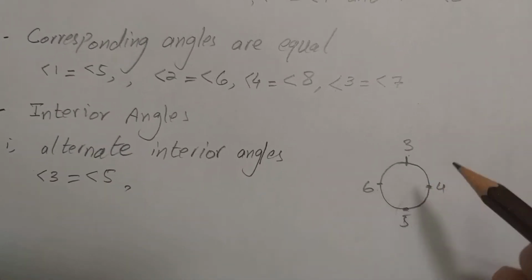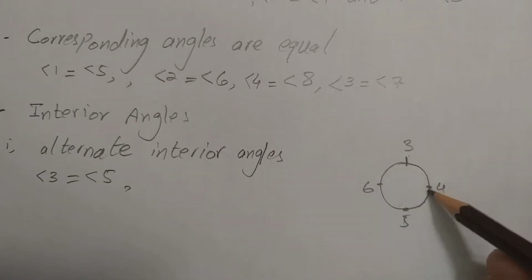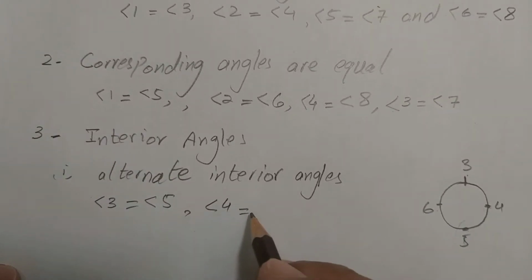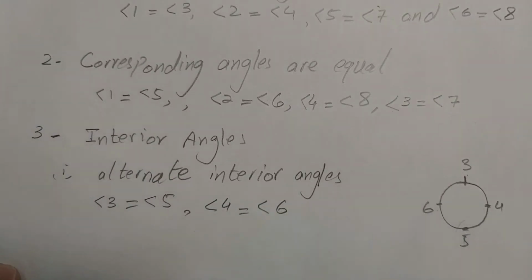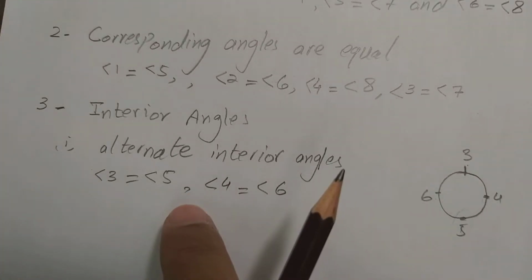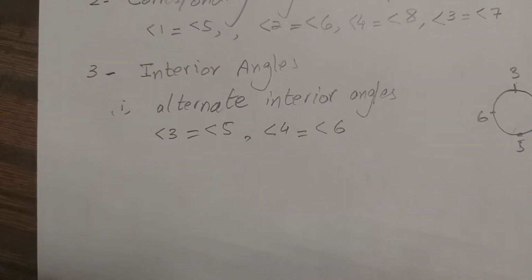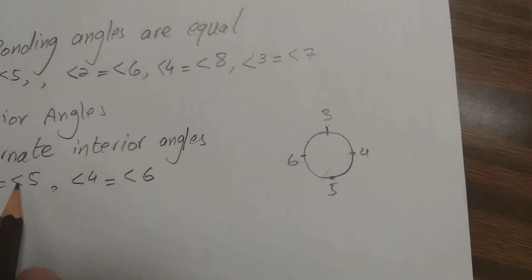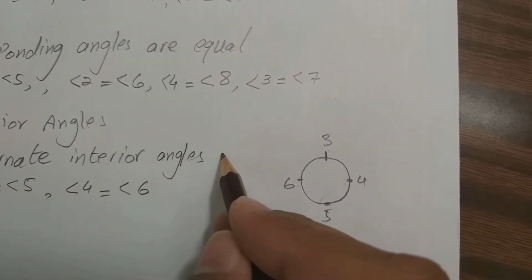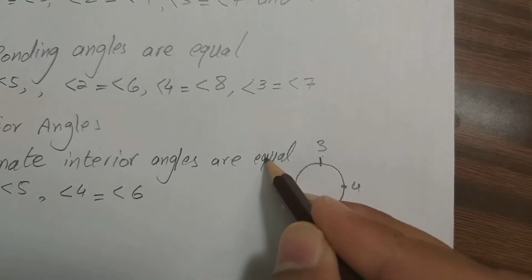So it means angle 3 equals angle 5. And the same, if we have angle 4, the alternate of angle 4 is 6, because we skip 5 and take 6. So angle 4 equals angle 6. So they are alternate interior angles, and they are equal. Alternate interior angles are equal.